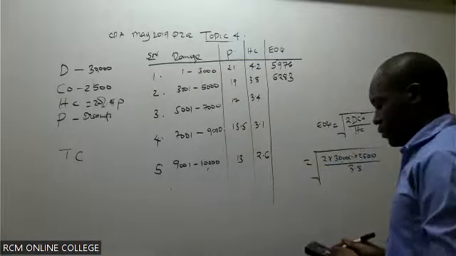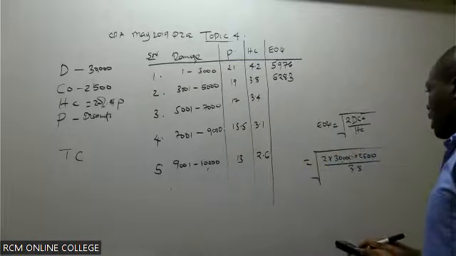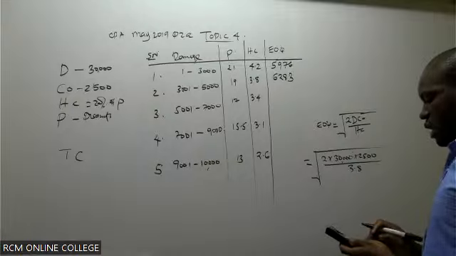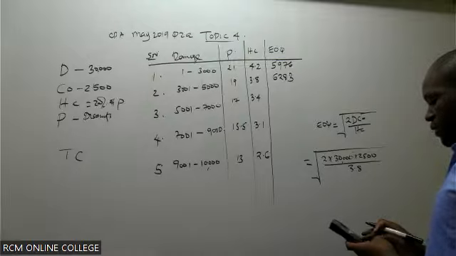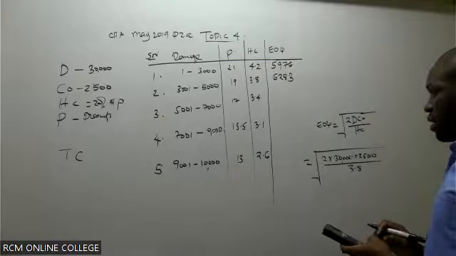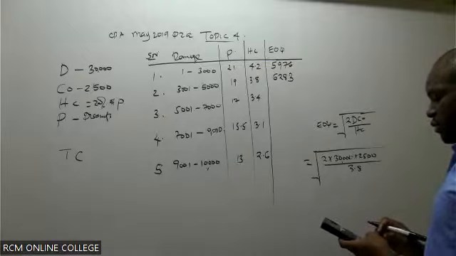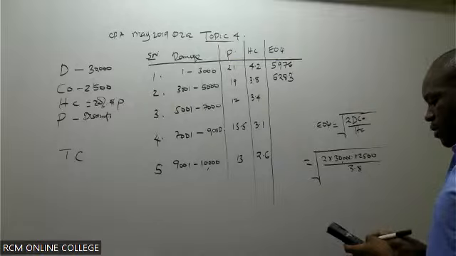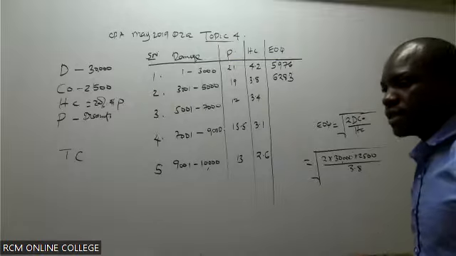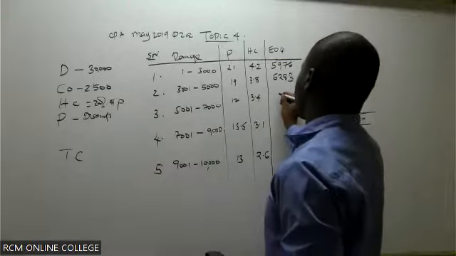How about this other one? 30,000 times 2 times 2,500 divided by, what do we have? 3.4. Close the bracket. What are you getting? 66.42. 66.